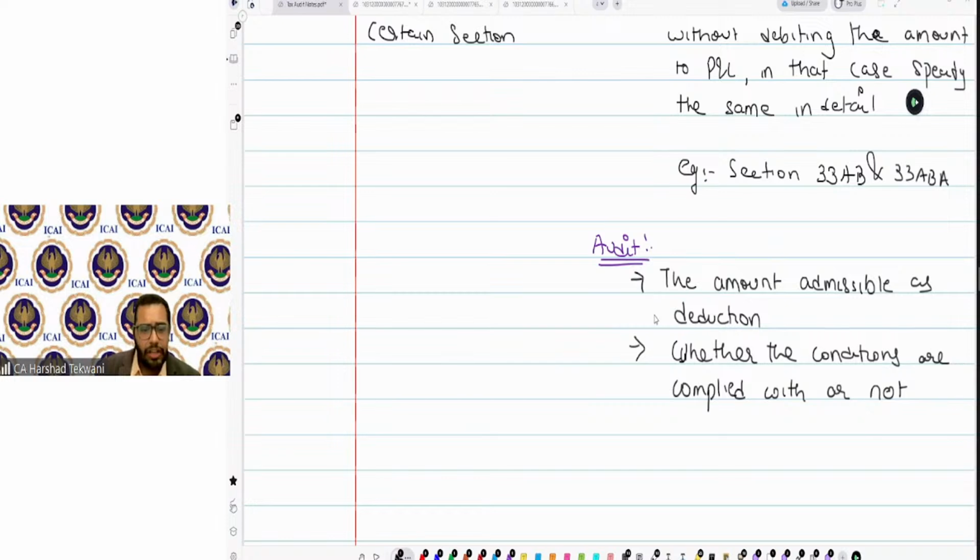Various conditions are there to claim the deduction in these sections. So whether these conditions are complied with or not, all these details are required to be obtained from the assessee. You need to ask the details from the assessee on a case to case basis, whatever section it will be, whatever conditions it will be, and based on that you can then identify whether the conditions are complied with or not.